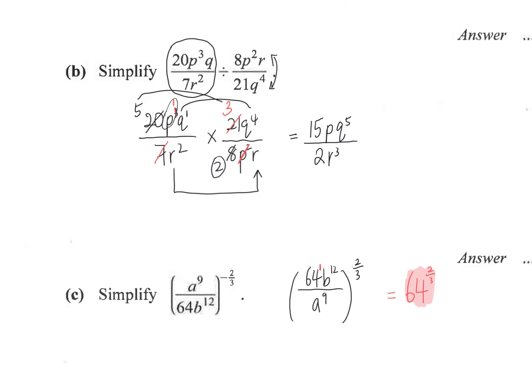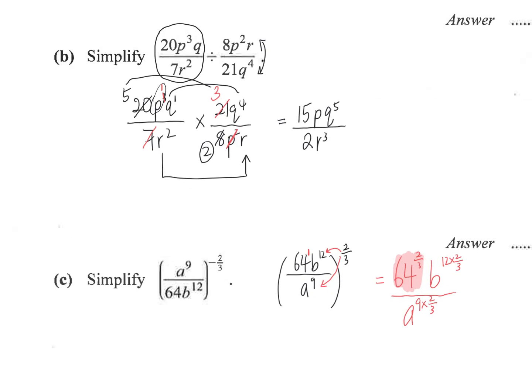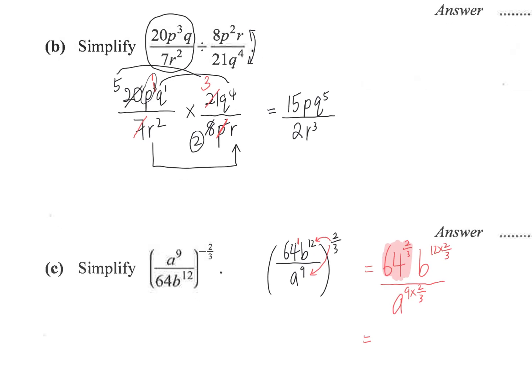Next one is this one times this one. So B12 times the 2/3. Then at the bottom, this power 9 also times the 2/3. Okay, so if you simplify, this one you just go and press calculator. You will get 16. Okay, and then B, 12 times 2/3 you get 8. And then A, 9 times 2/3 you get 6. Okay, so final answer is this one.